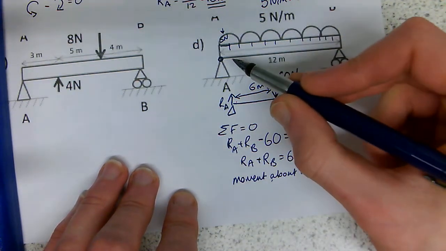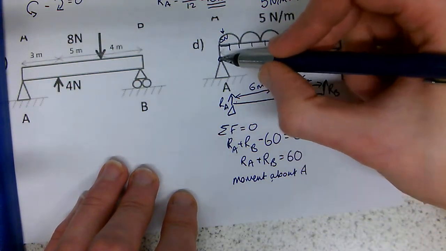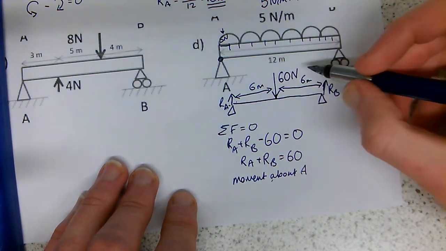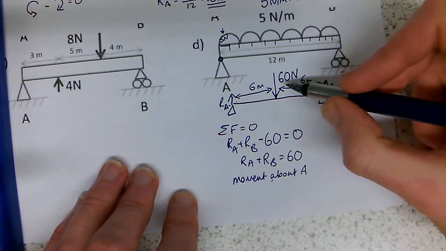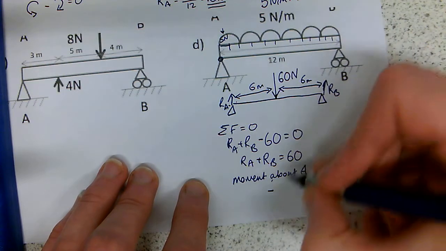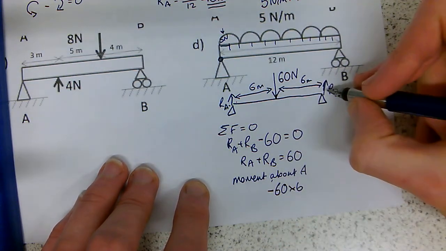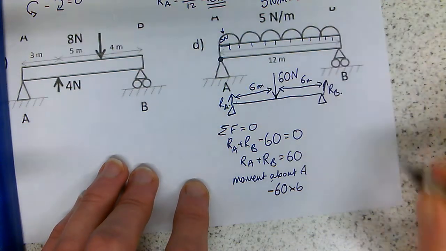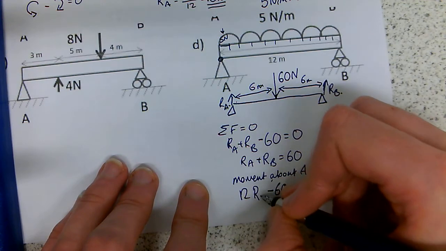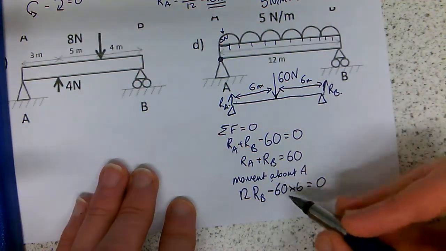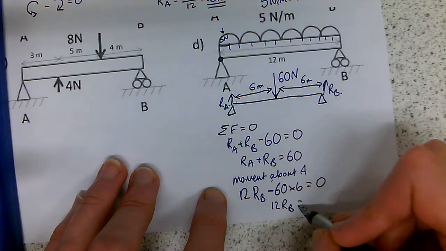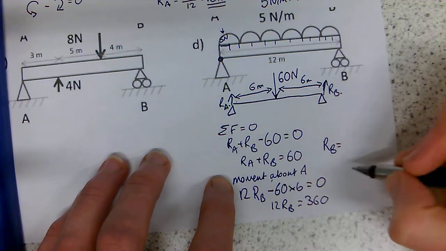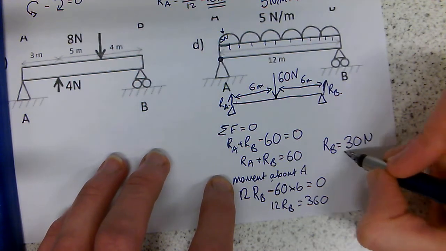Looking here, if we put our pivot here, at A, we've got a 60 newton force acting at 6 metres, which would be our clockwise moment, so that'd be negative. And then our anti-clockwise moment is going to be reaction B acting at 6 plus 6. So 12 into reaction B is equal to that. 12 RB is going to be equal to 360. So our reaction force B is going to be equal to 30 newtons.